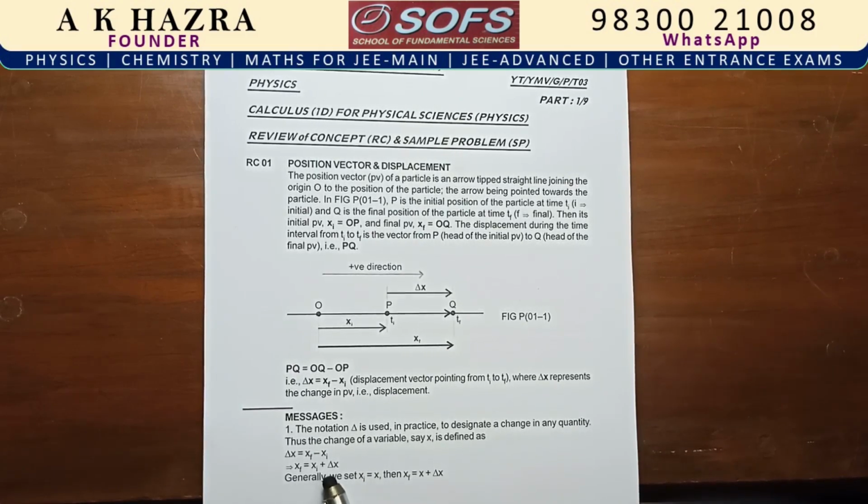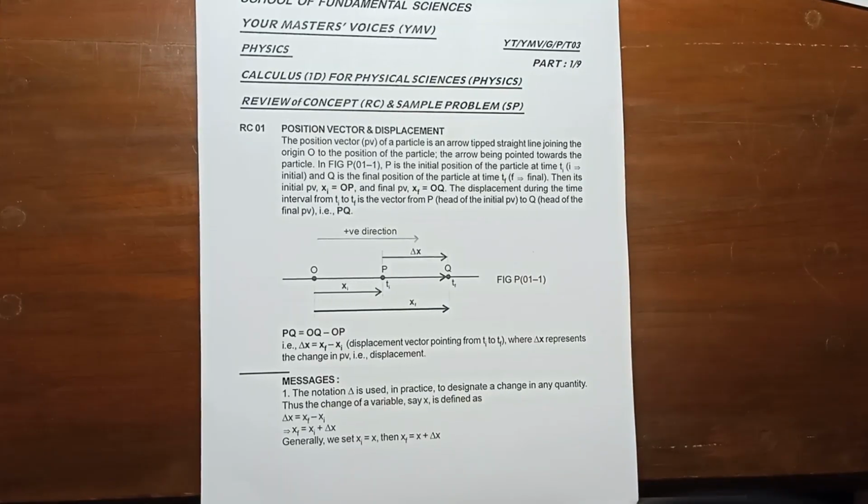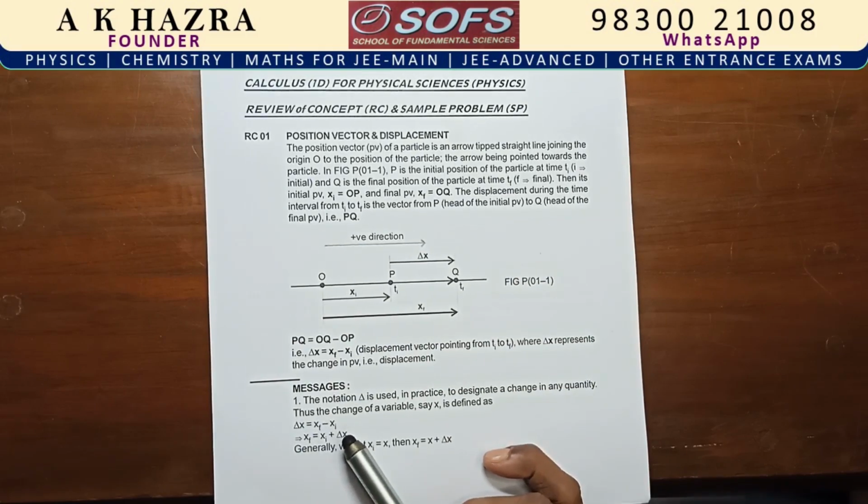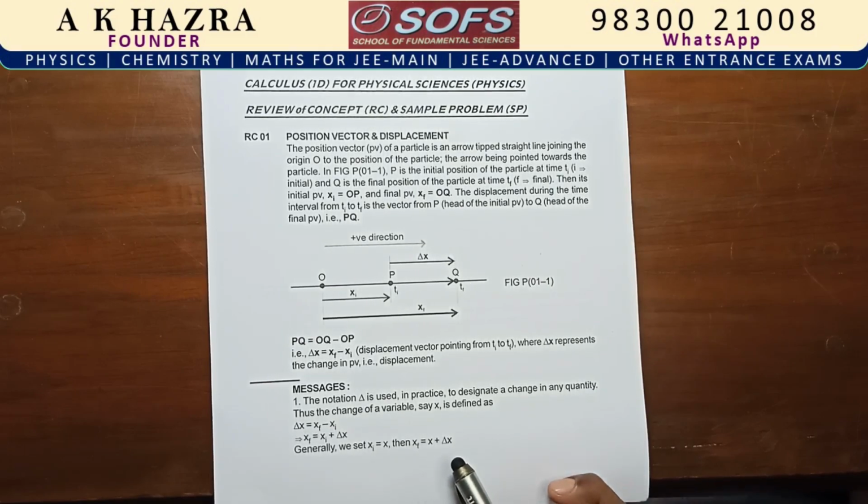So what is x final? X initial plus delta x. Generally we will write xi equals x. Xi means initial is equal to x. So final is equal to x plus delta x. Any change of a variable is denoted by delta. Suppose the change of the variable x is denoted by delta x. How can it be defined? Delta x equals x final minus x initial, always. So x final is xi plus delta x. Now generally xi is replaced by x. So clearly x final will be equal to x plus delta x.